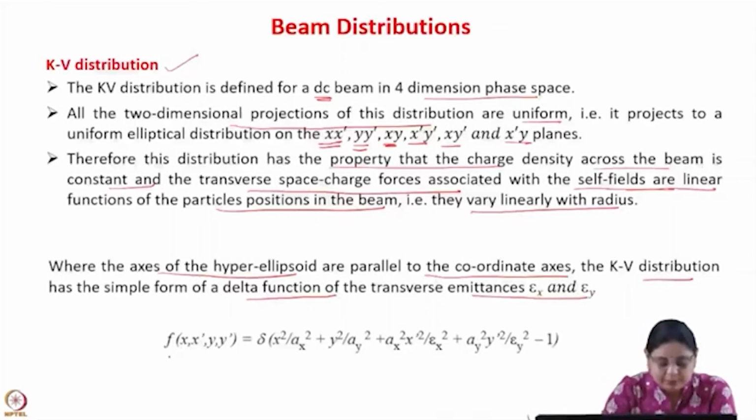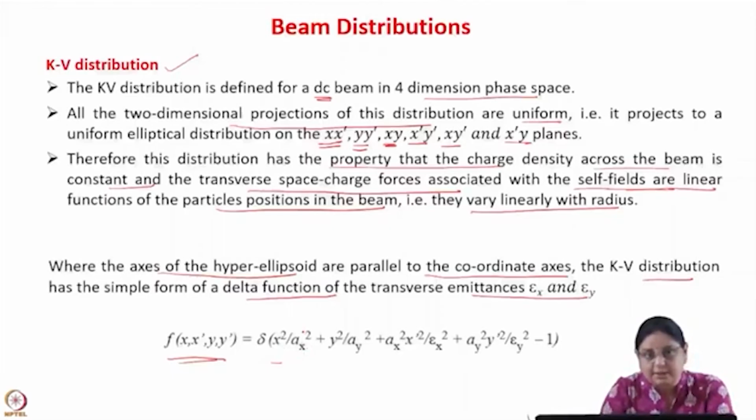So it has a form of the delta function. So you can write the KV distribution like this. It's a delta function of x square by ax square, where ax is the beam size in x, y square by ay square, where ay is the beam size in y, ax square x prime square by epsilon x square plus ay square y prime square by epsilon y square minus 1.